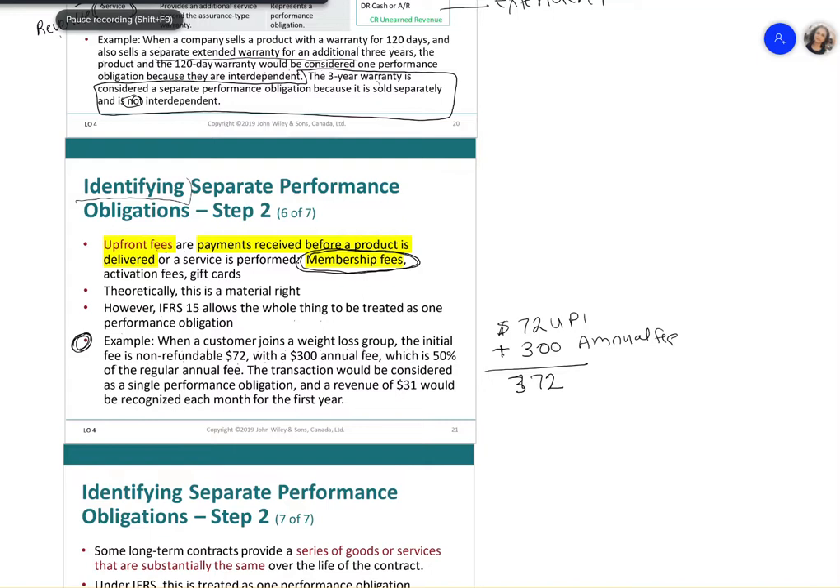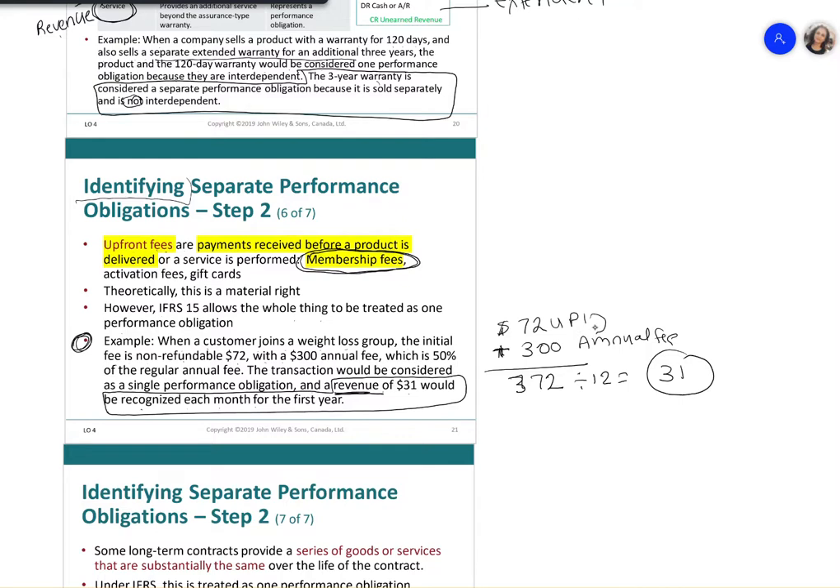How long are they going to be joining this group? For a year. In this case, if you divide it by 12, that is your $31, and a revenue of $31 would be recognized each month for the first year. So this is what the revenue is going to record. This is treated as one performance obligation. They have to pay the upfront fees, plus an additional fee. In order to join, they have to join first and then pay the fees. So they are both treated like one obligation. It is one performance obligation under IFRS.